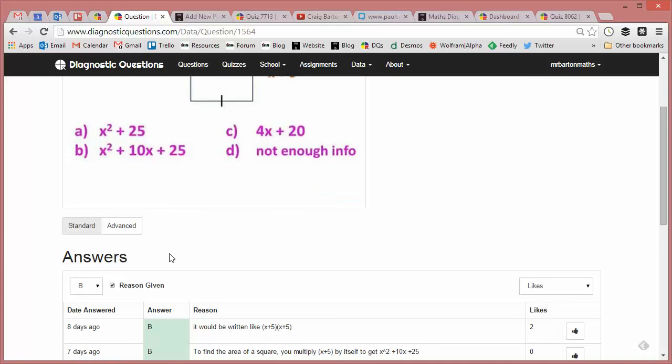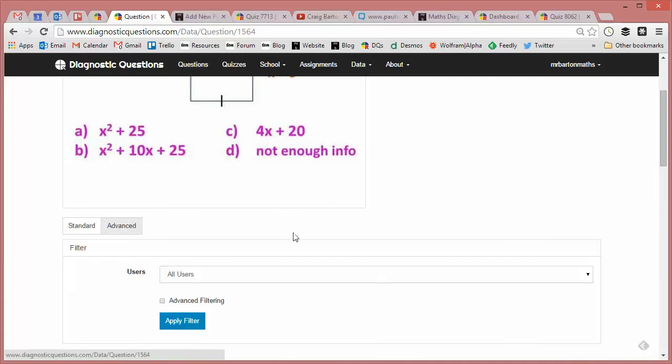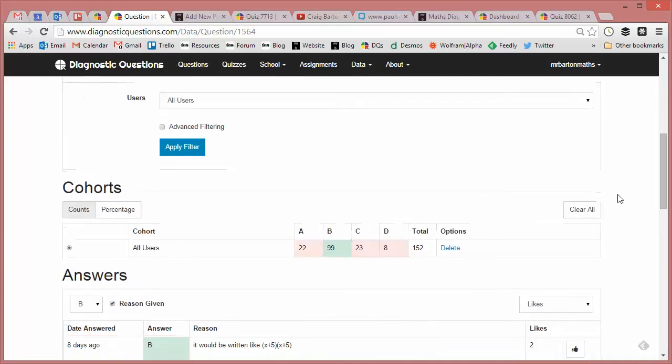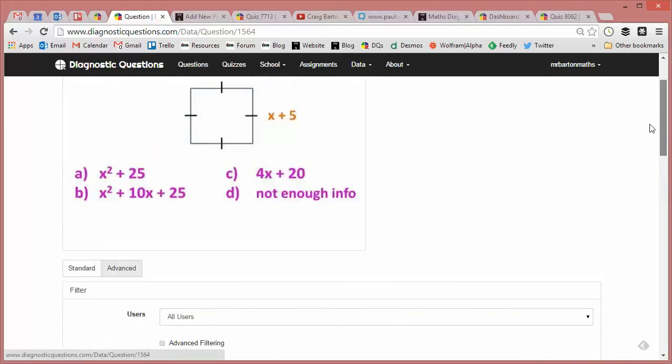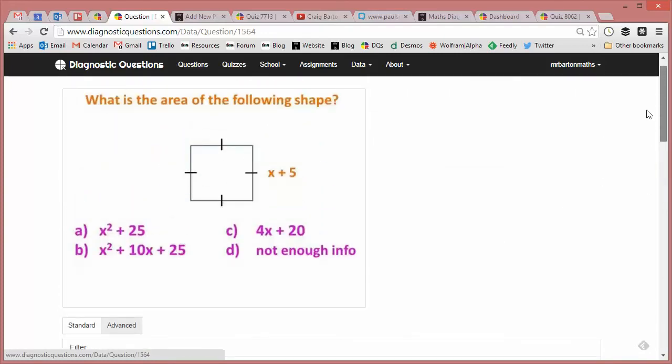But of course, we learn far more from wrong answers and wrong explanations than we ever do from right ones. So what I'm going to do first is click on Advance just to remind me what the relevant percentages were here. So we can see that A and C seem to be causing problems. Let's have a look at A, x squared plus 25.